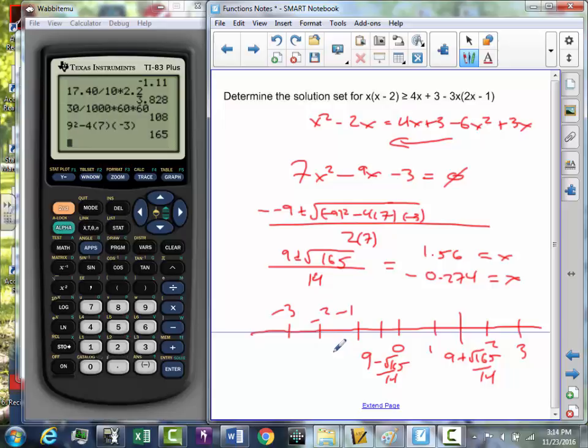So far, so good. Okay. These values right here, should I fill them in or not? This time, yes. Why? Because we'd have a greater than or equal to sign here.